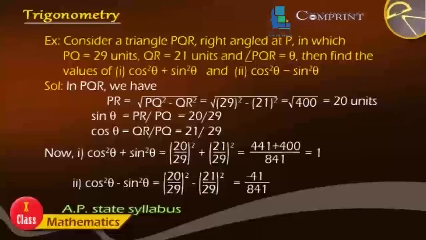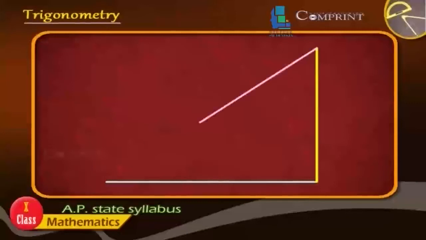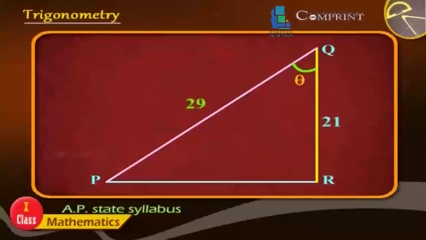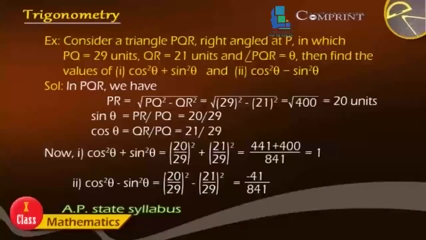Solution: in PQR, we have PR is equal to square root of PQ square minus QR square is equal to square root of 29 whole square minus 21 whole square is equal to square root of 400 is equal to 20 units. Sin theta is equal to PR by PQ is equal to 20 by 29. Cos theta is equal to QR by PQ is equal to 21 by 29.